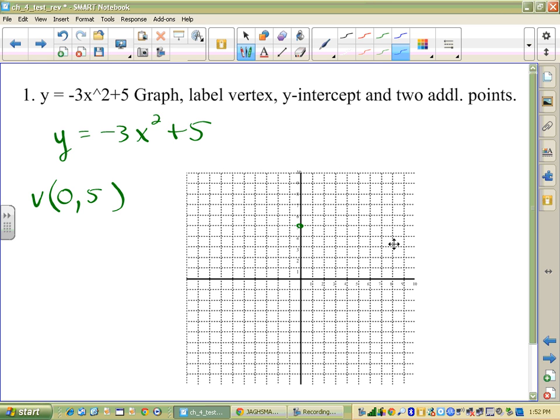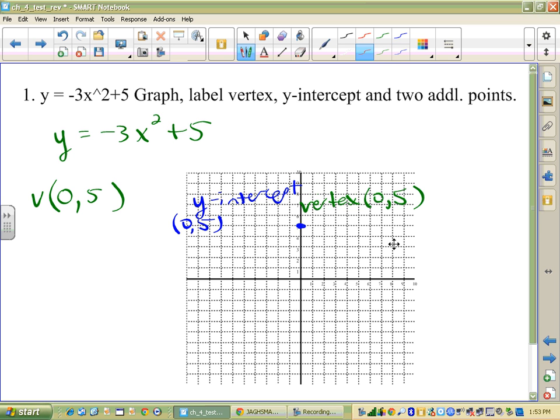Okay, so there's my vertex. I need to label this. So here it is, vertex 0, 5. If you don't label it like that, you won't get the full credit. The directions are pretty clear: label the vertex. Well, there we go. The vertex is the y-intercept too. The y-intercept is the same as the vertex, and it's also 0, 5. That's kind of odd and peculiar, but that happens whenever b is 0.